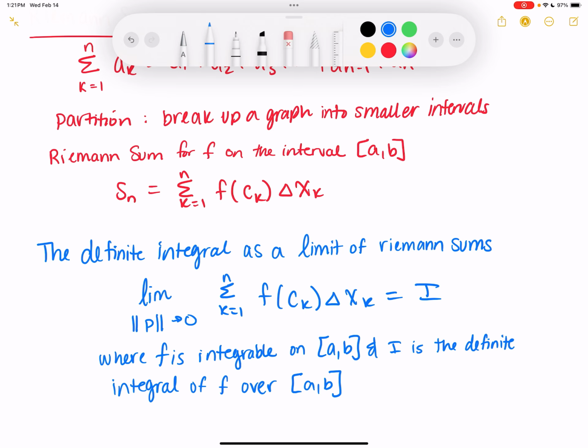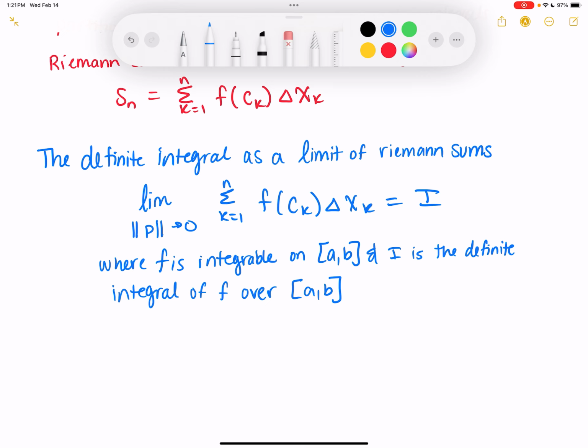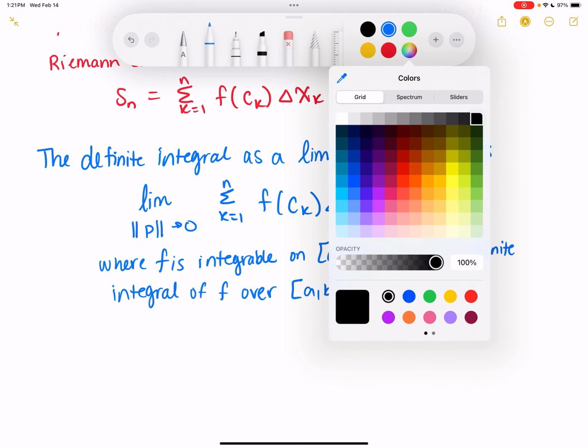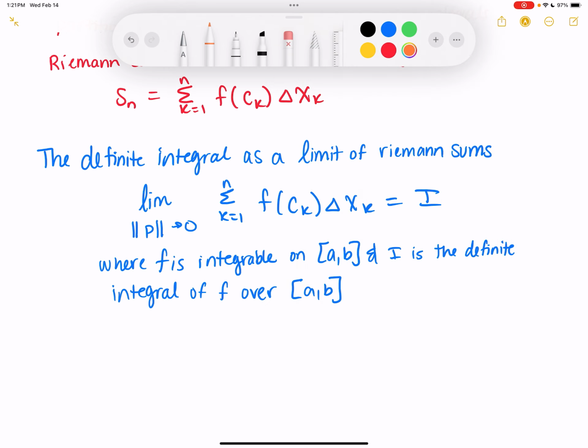Okay, so anyways, we have an existence theorem, which tells us basically that a definite integral exists. That's what it means, that there is one. So this is the existence of definite integrals.